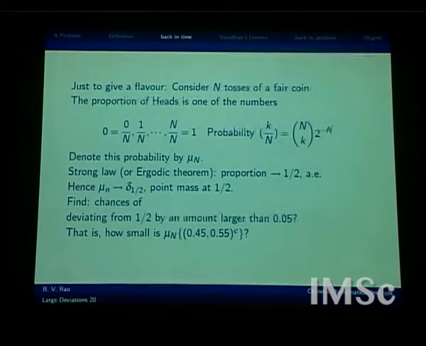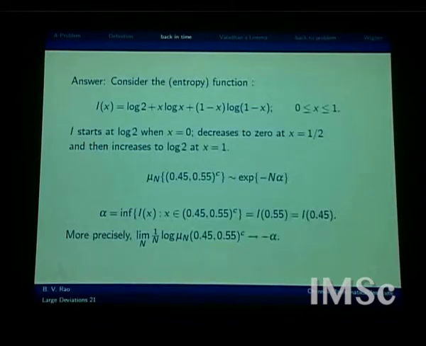So, what are the chances that mu n, that the proportion is outside the interval 0.45 to 0.55? That should go to 0, right, because mu n is converging to point mass at half. So, how small is this? That is definitely going to 0, but how small is this? And here is the answer.